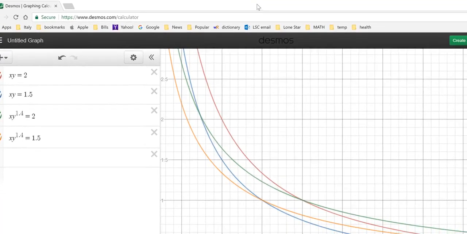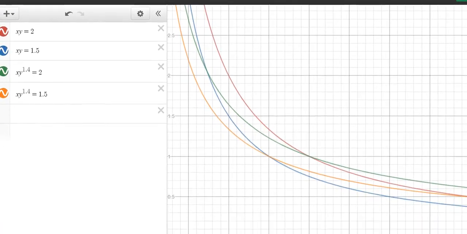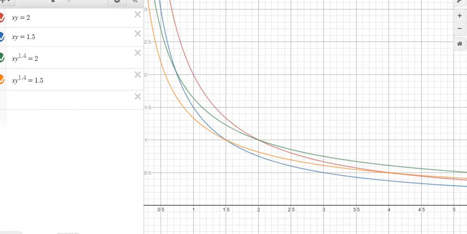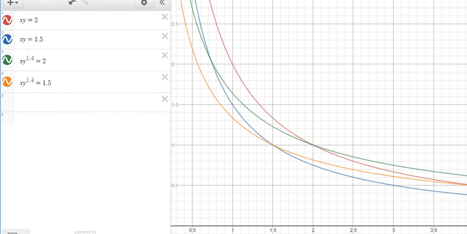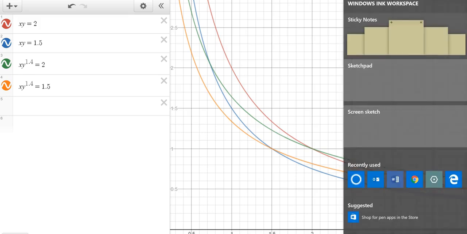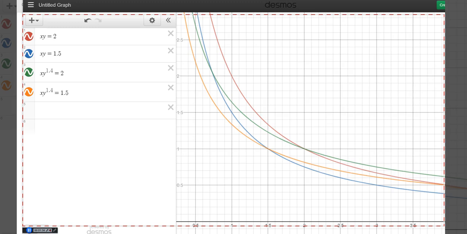And you'll see right away that this stuff gets very complicated quickly. So I have four graphs here: xy equals 2 is in red, and then xy equals 1.5 is in blue, xy to the 1.4 equals 2 is in green, and then xy to the 1.4 equals 1.5 is in orange. And what you can see here is that we would have to find the area between all these.